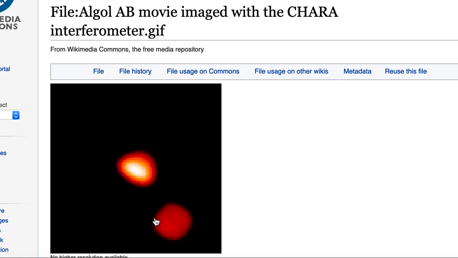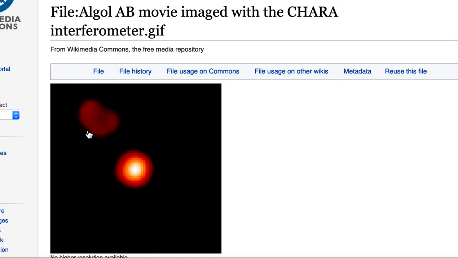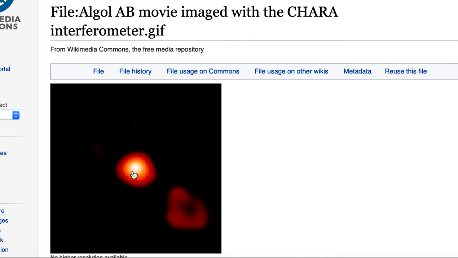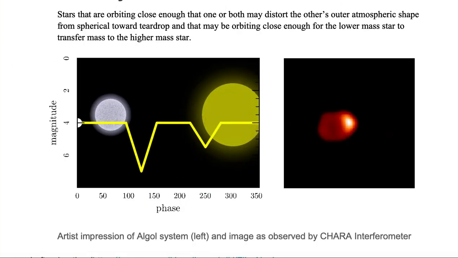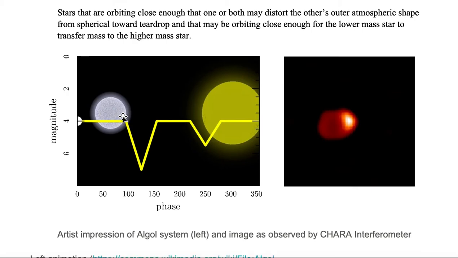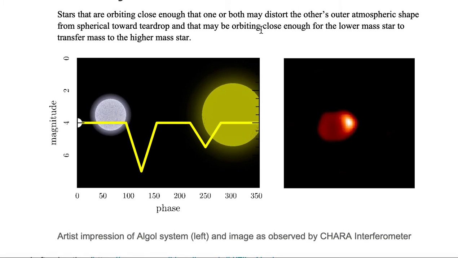It's got more of this oval or teardrop shape where the side closest to the primary is being pulled into a balloon shape, which is called a teardrop shape. So the actual observations don't really match up to the simulation, but you generally get the idea. Now let's look at the second part.